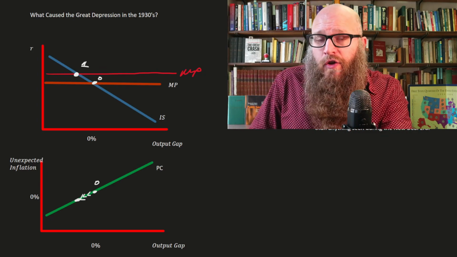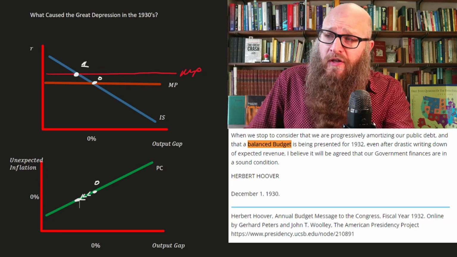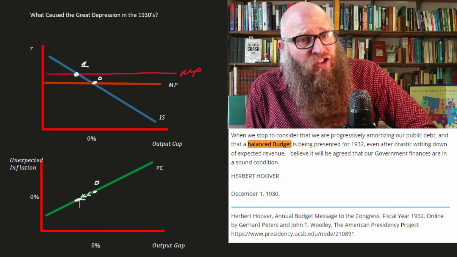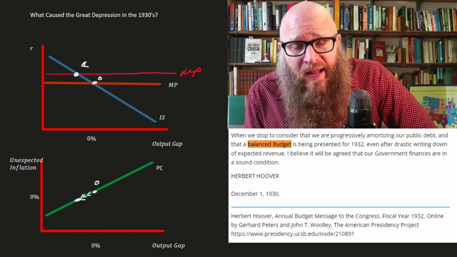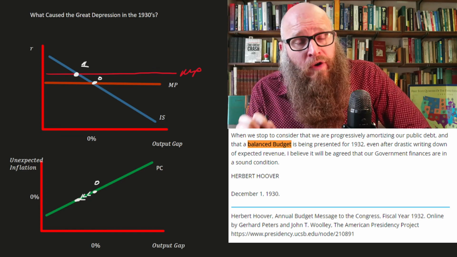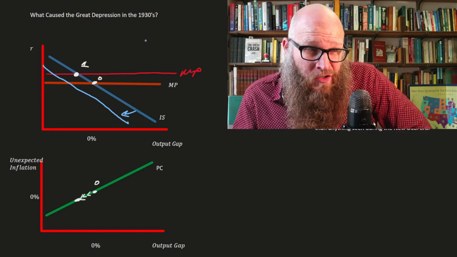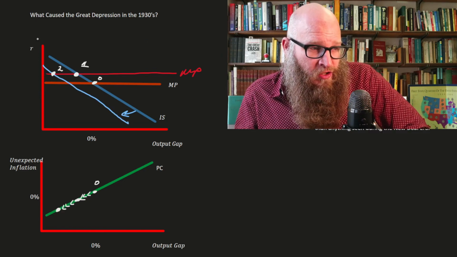Number 2, in 1932, Congress was very worried about a balanced budget. They thought a balanced budget was causing the depression, and so they raised taxes. But when you raise taxes, it's going to slow down spending. Negative spending shock. Number 2, more deflation. But we're not done.